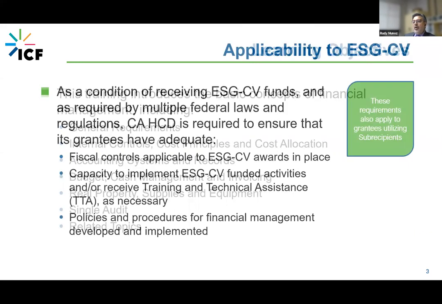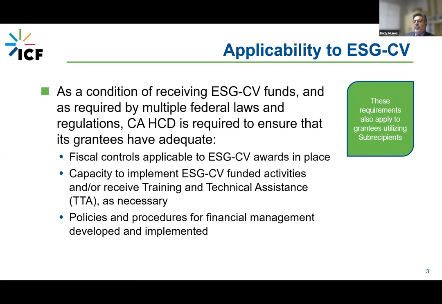Because we are dealing specifically with the ESG CV funds, we have also incorporated the ESG requirements that are found in 24 CFR Part 576 and in the applicable Federal Register notices. The first question we might ask ourselves is, how does financial management apply to the ESG CV grant funds?